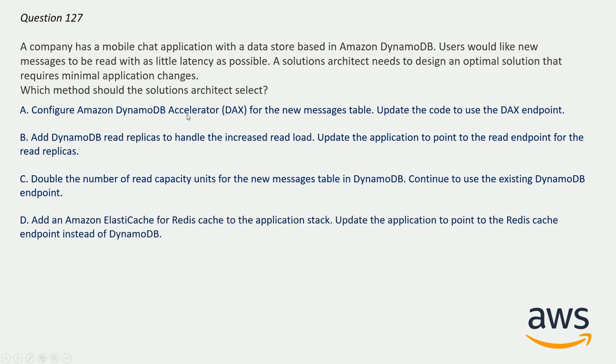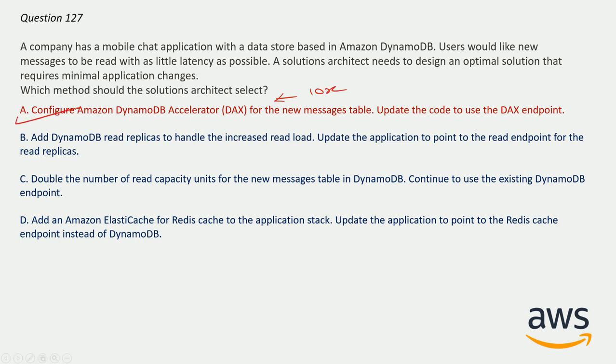And the correct answer here will be option A. Configure Amazon DynamoDB Accelerator, DAX, for the new messages table. Update the code to use the DAX endpoint. So basically, if your traffic is read heavy, consider using a caching service such as Amazon DynamoDB Accelerator, that is DAX, because DAX is a fully managed, highly available in-memory cache for DynamoDB that delivers up to 10x performance improvement, from milliseconds to microseconds, even at millions of requests per second. So by using DAX, performance can be improved 10x. So due to that reason, option A is correct here.